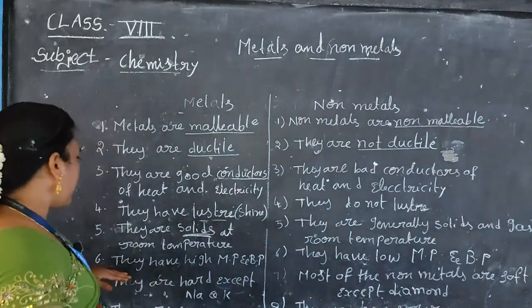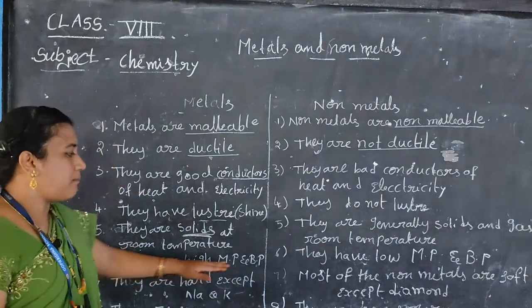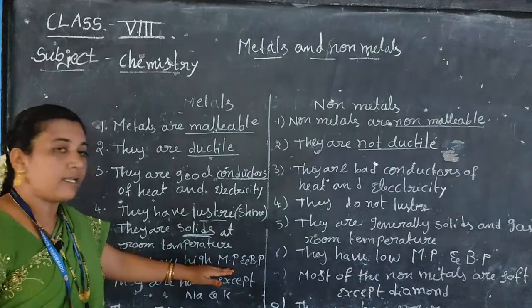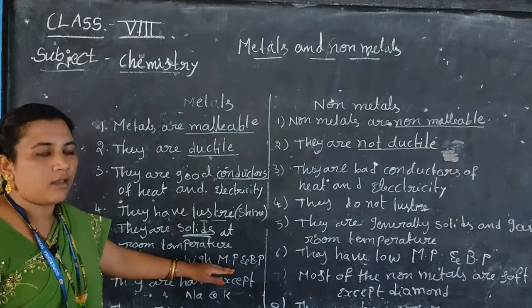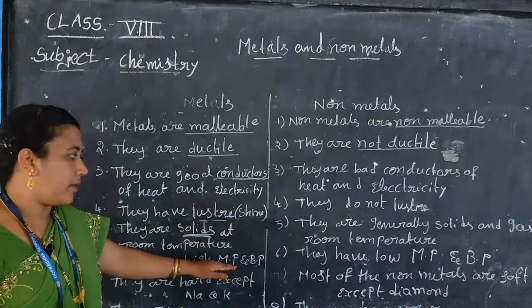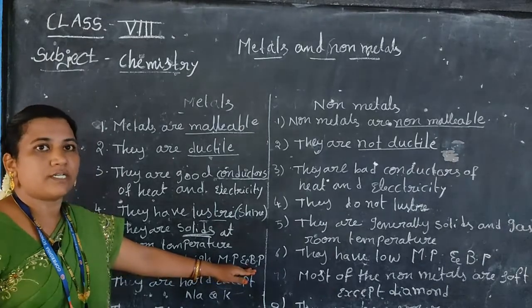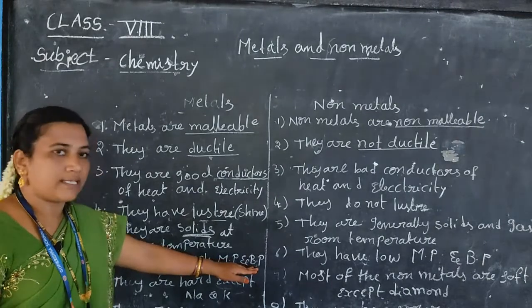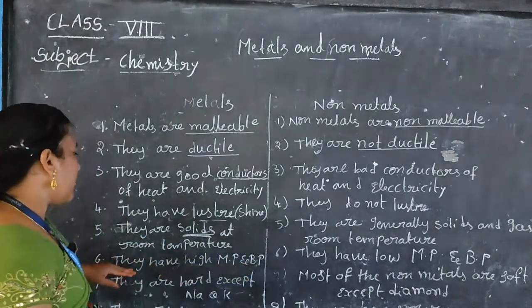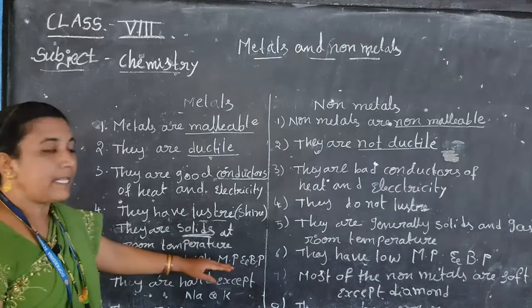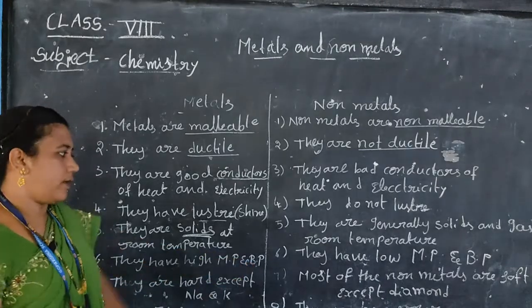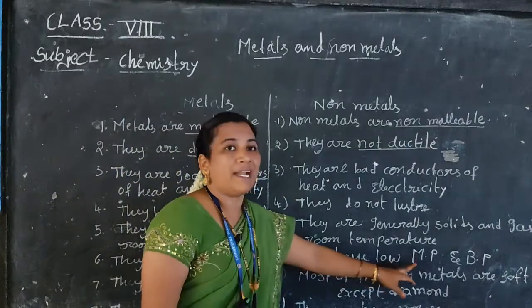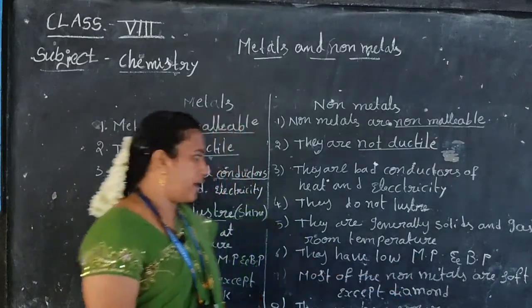Next, metals have high melting and boiling points. If a solid is converting into a liquid, that temperature is considered the melting point. Boiling point means the temperature at which a liquid converts into a gaseous form. Metals have high melting points and boiling points. Coming to the non-metals, they have low melting and boiling points.